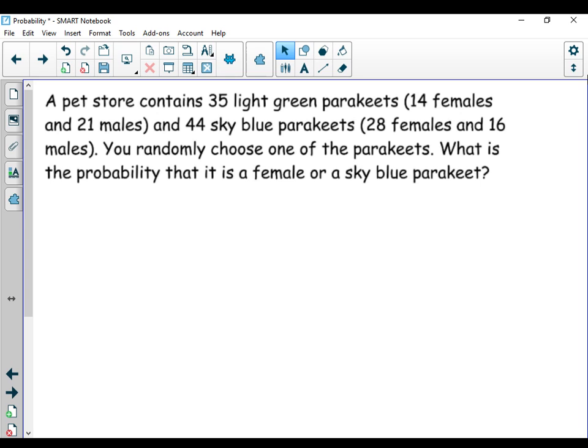So have we determined if it can be a female and a sky blue parakeet at the same time? Yeah. So it's not mutually exclusive. All right, boys? No. Okay. So what is the probability that it is a female?